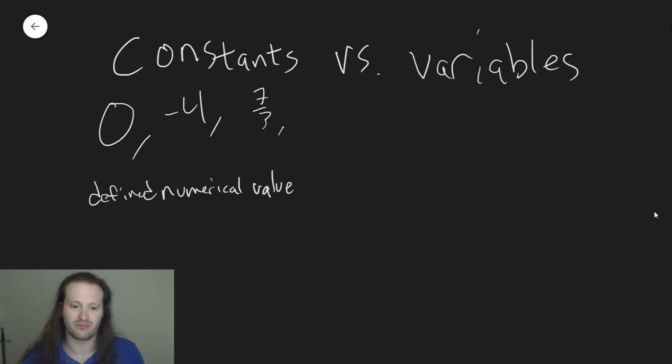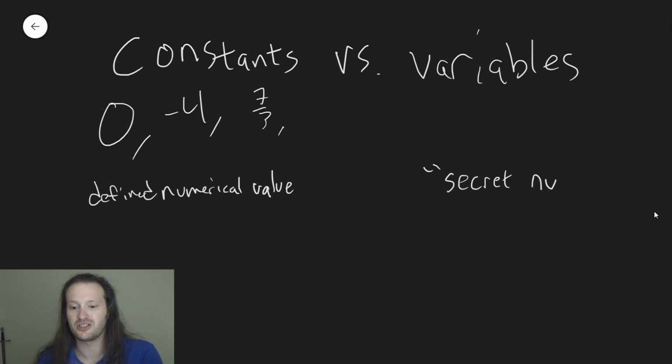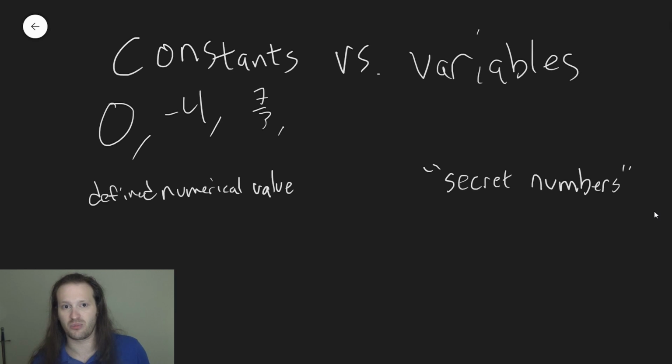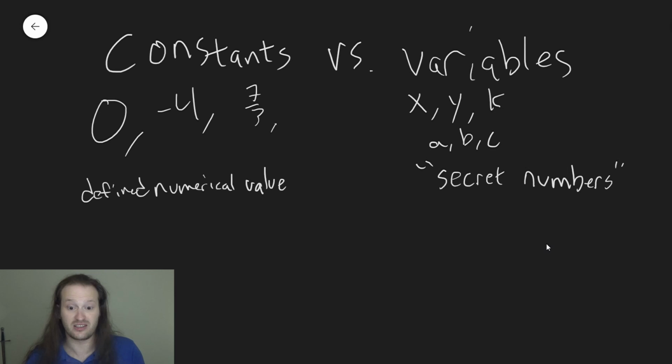Now, variables, on the other hand, I had a student once tell me that variables were kind of like secret numbers. And I actually really liked this analogy because they will be treated as numbers when we are doing the algebraic nonsense with them, but they don't have a defined value, or at least not up front. And they're usually denoted as letters, so X, Y, K, A, B, C, these are common variables. It doesn't matter what letters you use, but there'll be some that are more frequent than others for consistency's sake.